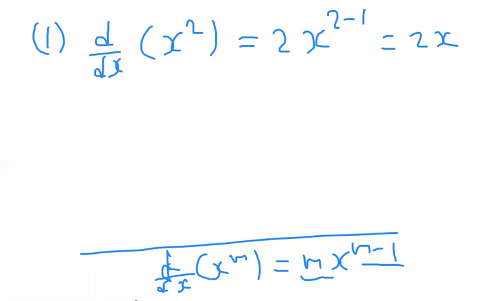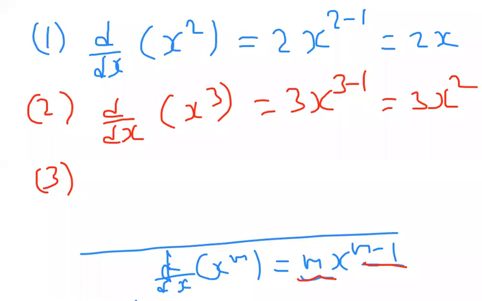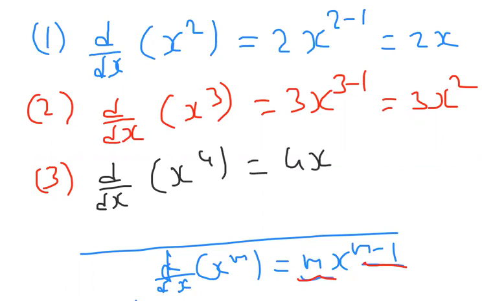Like that I can write. Suppose, let me take another one: d by dx of x cube. Again m into x power m minus 1, that is 3 into x power 3 minus 1, or I can write 3x square. Next one we will discuss is d by dx of x power 4. Happily we can write 4 into x power 4 minus 1, 4x cube. Now you got some idea here.